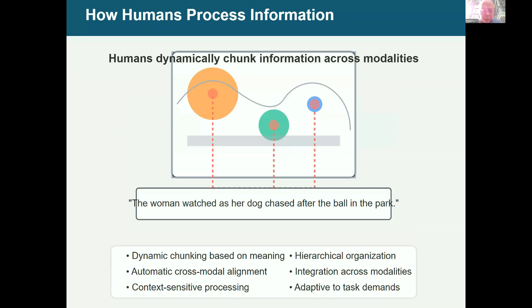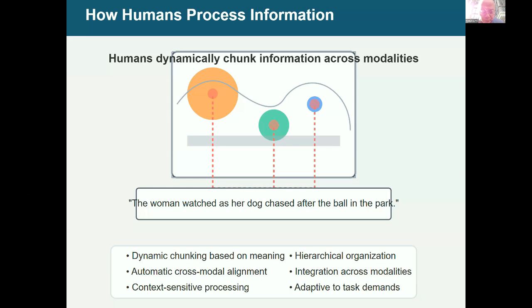So how do humans process information? Looking at this slide, we can see that our brains naturally organize complex information into meaningful chunks. For example, when you read a sentence, the woman watched as her dog chased after the ball in the park. Your eyes might move from the word woman to the woman in the image, from dog to the dog, and from ball to the ball.